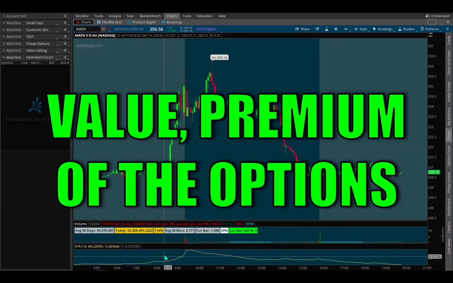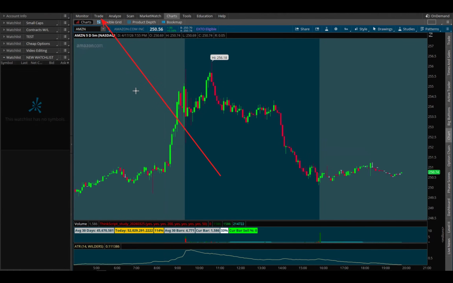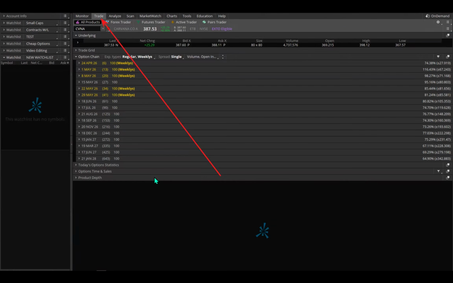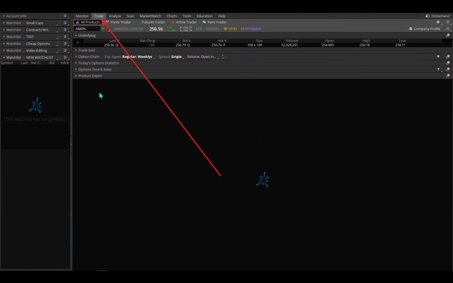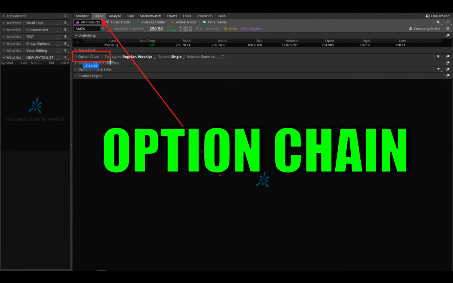So how do you find the options? We have to go into the upper left-hand window and click trade. So let's go to Amazon here. We're going to click trade, and then we're going to see something that maybe looks like this. So you want to make sure that you go to the option chain here. As you could see, options chain.